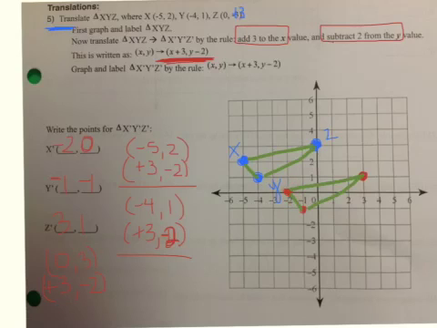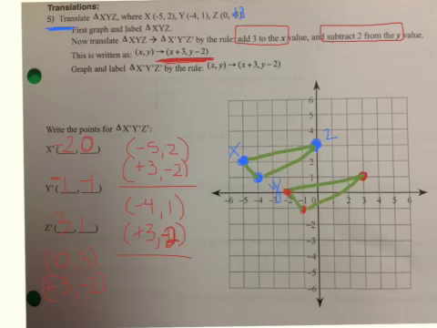I applied the same rule again, but to my second vertex. It used to be Y in this location. So I took those coordinates, -4, 1. I added 3 to the X value. I subtracted 2 from the Y value. -4 plus 3 is -1. +1 minus 2 is -1. So then I graphed that. -1, -1 now is located right here.